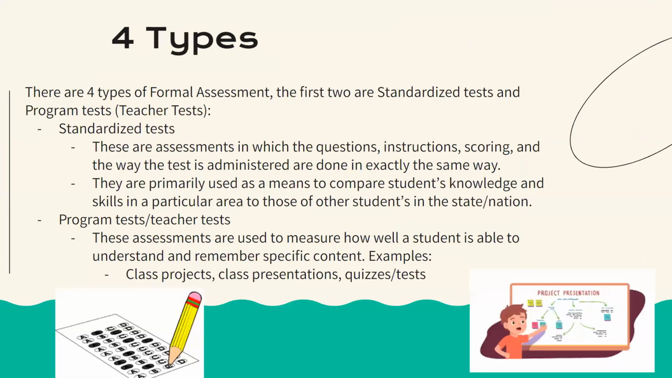There are four types. The first two are standardized tests and program tests. Standardized tests are assessments in which the questions, instruction, scoring, and the way the test is administered are done exactly the same way. They are mainly used to compare students' knowledge and skills in a particular area to those of other students in the state or nation. Program tests or teacher tests can be used to measure how well a student is able to understand and remember specific content. Some examples can be class projects, class presentations, quizzes, and tests.